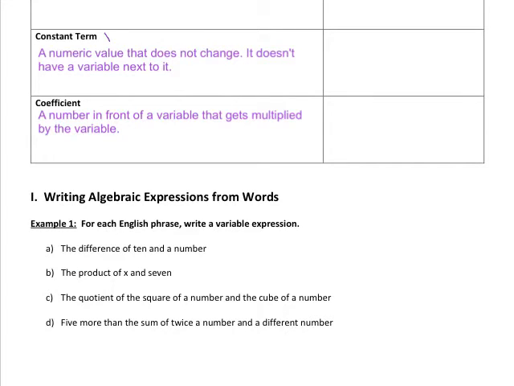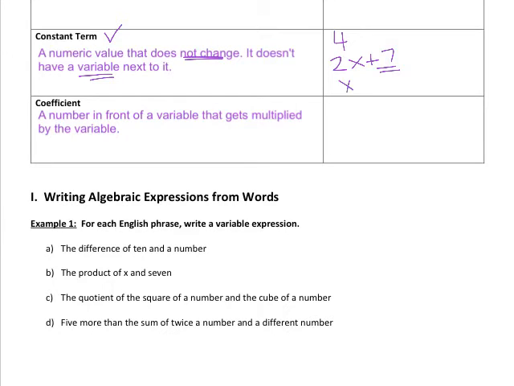Continuing on, we have the vocabulary term constant term, a numeric value that does not change. It doesn't change because it does not have a variable next to it. The only things that will vary in your expression or in your equation are the terms that have a variable. So a constant term could be 4, if we add that at the end. A constant term could be not the 2x part, but definitely the 7. Notice that the 7 doesn't have a variable next to it.